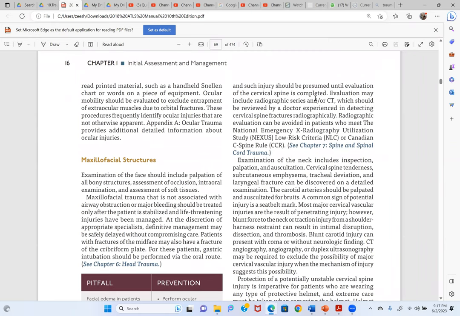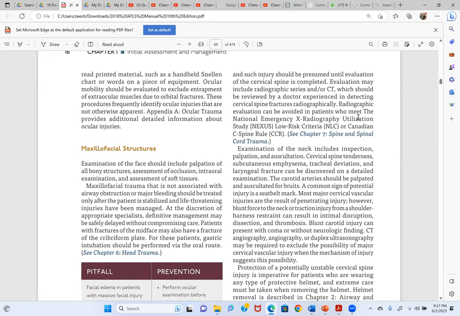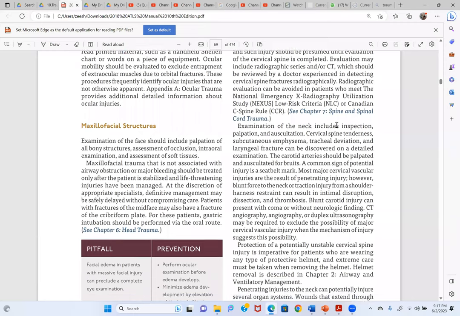Until evaluation of the cervical spine is completed, evaluation may include a radiological series or CT scan, which should be reviewed by a doctor experienced in detecting injuries. Or radiological evaluation can be avoided in patients who meet the criteria.